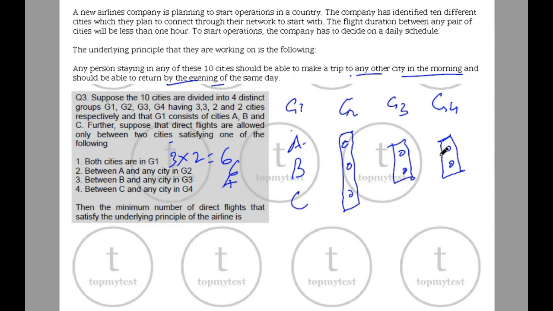So overall 6 plus 6, 12, 12 plus 4, 16, 16 plus 4, 20 flights in the morning. Again, we have to double this, so 40 flights overall are required to satisfy this criteria.